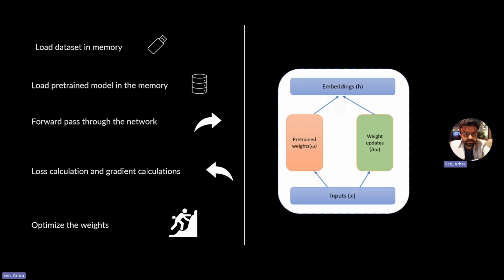Okay, so just to give you a recap, we have our pre-trained weights that we optimize during this full fine tuning. Once we do the weight optimization, we get the updated embeddings, which we get after optimizing my pre-trained weights. So this is how you can visualize the full fine tuning process.